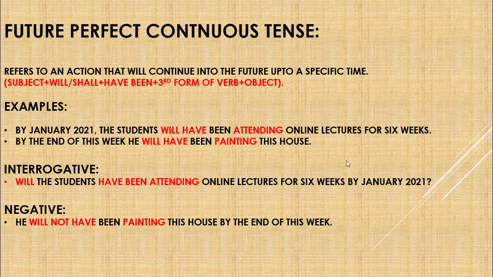Future perfect continuous tense. Both these tenses are uncommon and rarely used in daily conversation. This tense refers to an action that will continue in the future up to a specific time. We use will have been or shall have been with the third form of the verb in this tense.